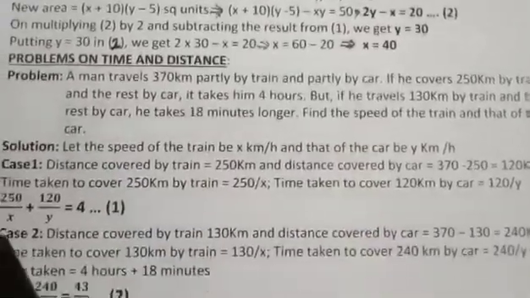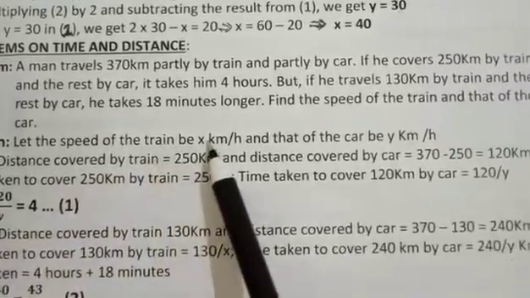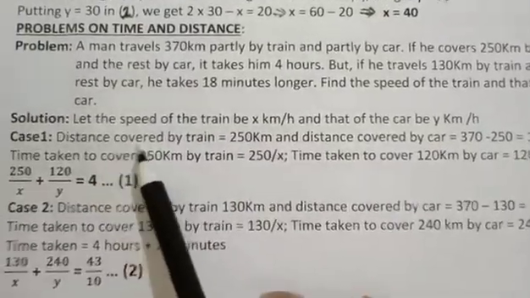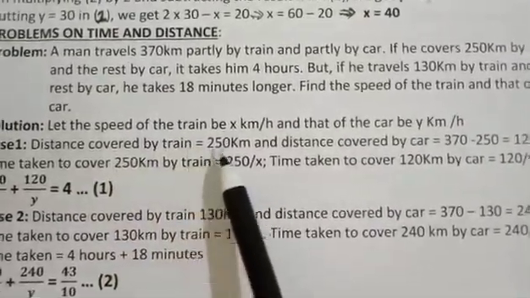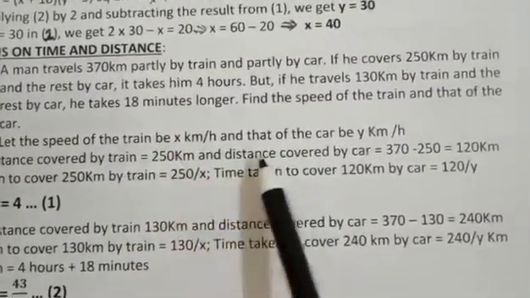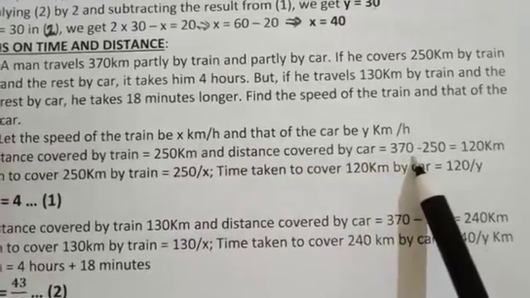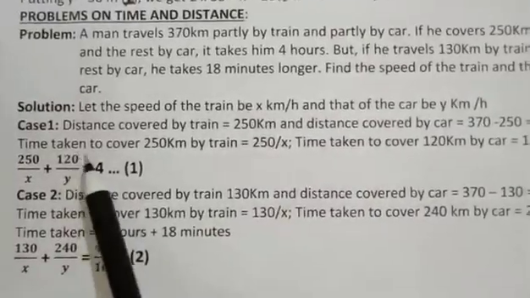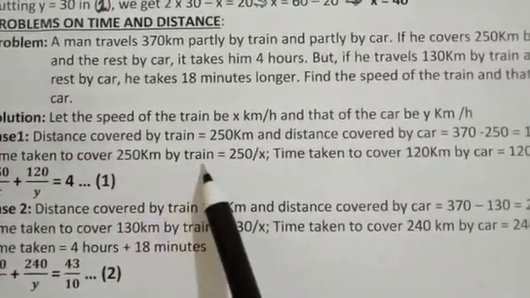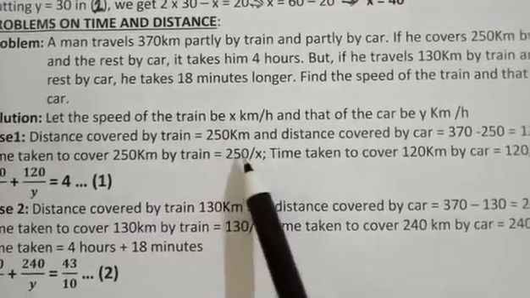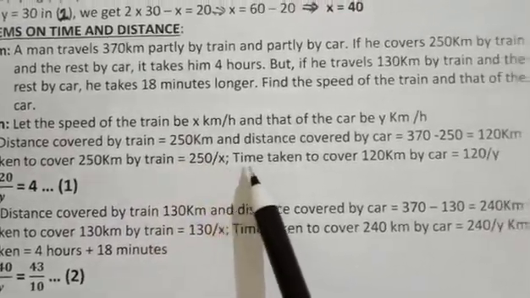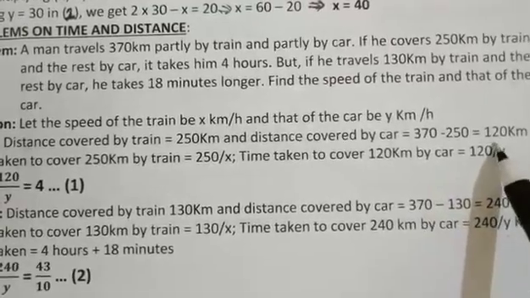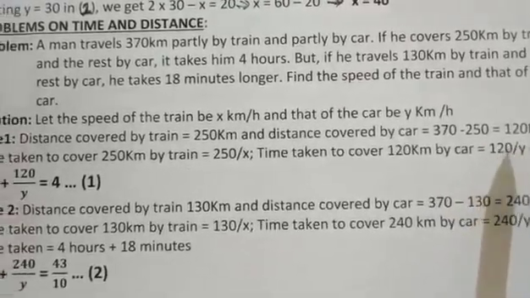Now coming to the solution part, let the speed of the train be x km per hour and that of the car be y km per hour. Case number 1, distance covered by train is given as 250 km. So the distance covered by the car is 370 minus 250, that is 120 kilometers. Time taken to cover 250 km by the train is obtained by the formula distance by speed, that is 250 by x. Time taken to cover 120 km by car is again distance by speed, that is 120 by y.